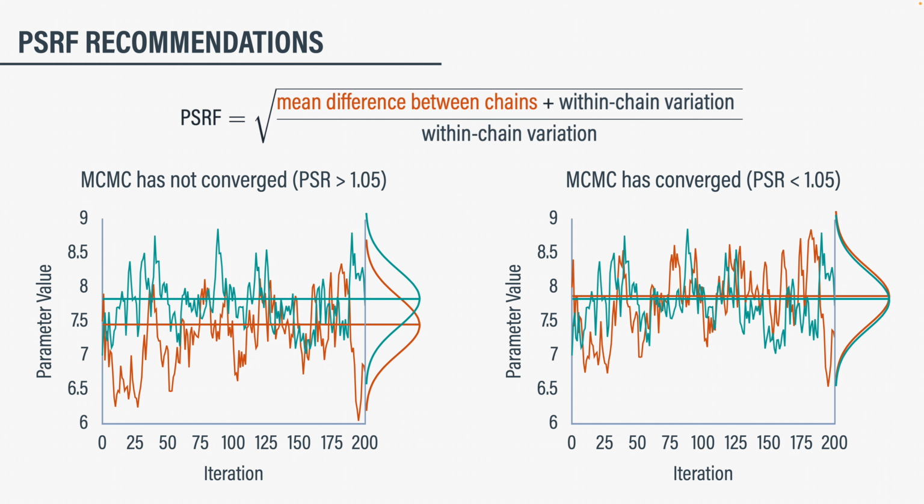We have evidence that MCMC is converged when separate chains give estimates with the same means and spread. The graph on the left depicts a situation where MCMC has not yet converged because the two chains are producing very different average parameter values. The graph on the right depicts a situation where MCMC has converged because the two chains produce very similar average parameters.